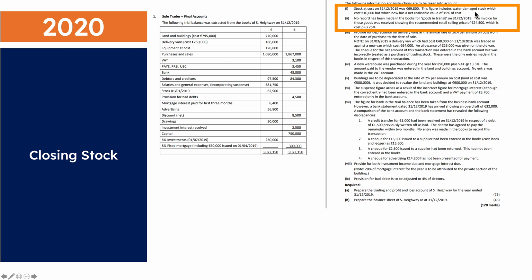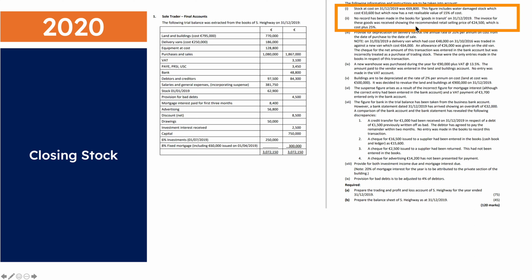So 2020 exam, stock at cost on 31st of the 12th, 2019 was 69,800. This figure includes water damaged stock, which cost 10,600, but which now has a net realisable value of 15% of cost. Number 2, no record has been made in the books for goods in transit on the 31st of the 12th, 2019. The invoice for these goods was received showing the recommended retail selling price of 24,500, which is cost plus 25%.